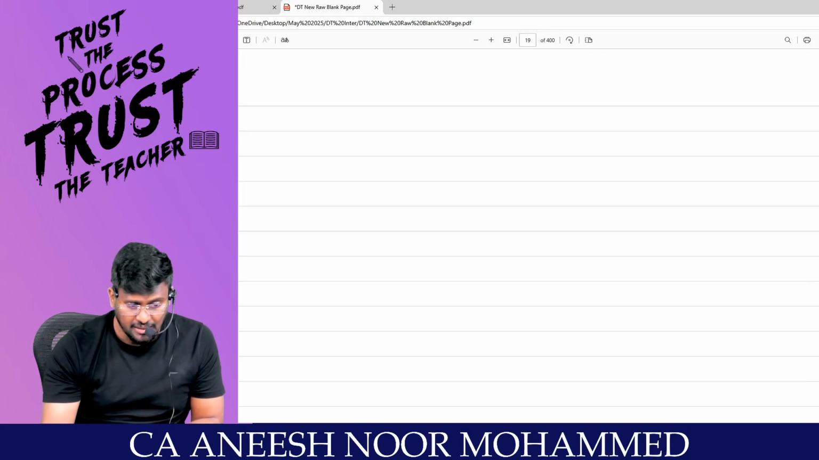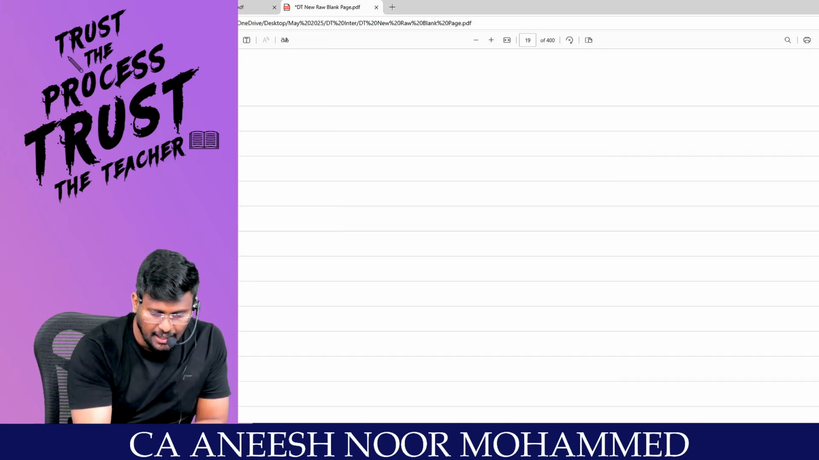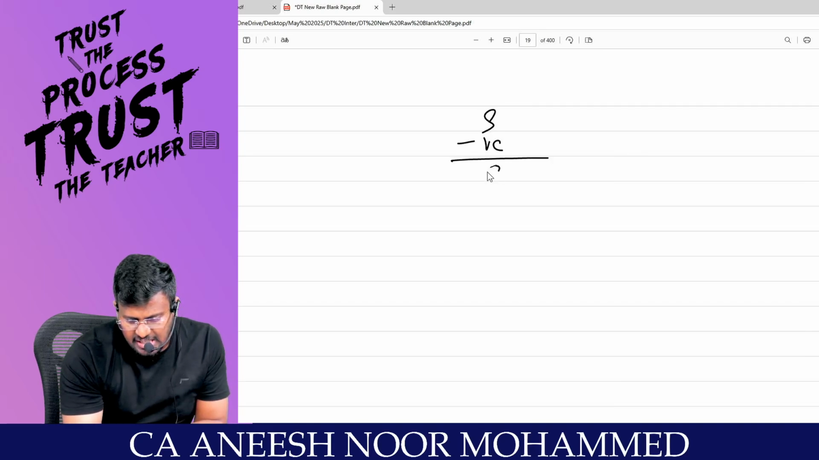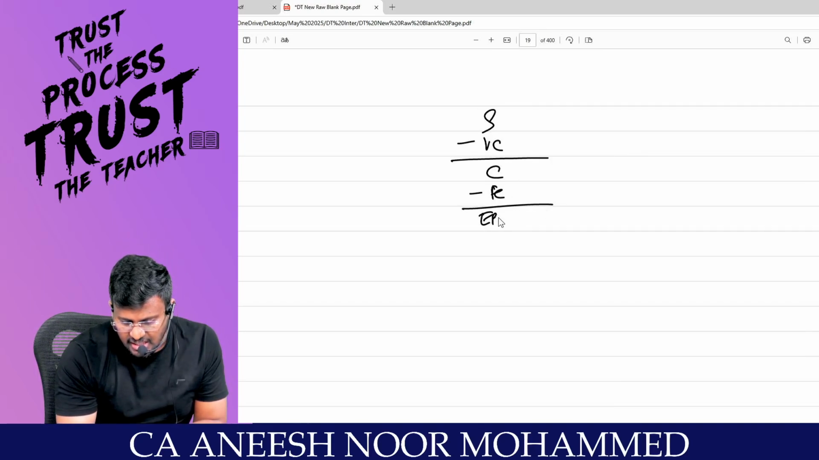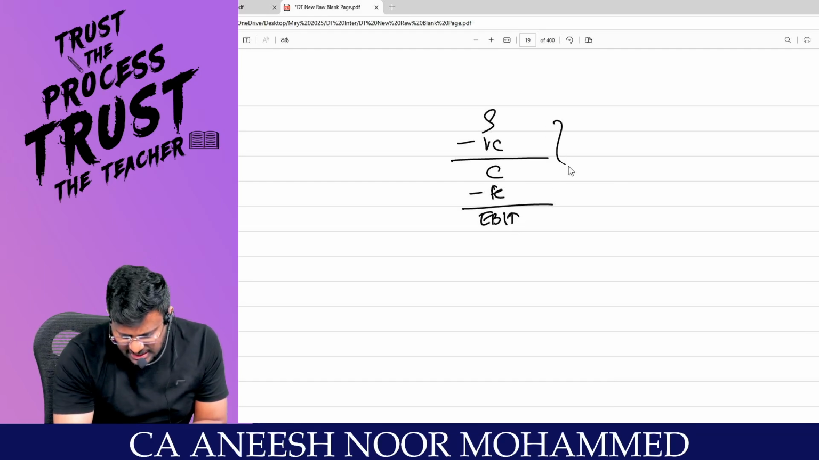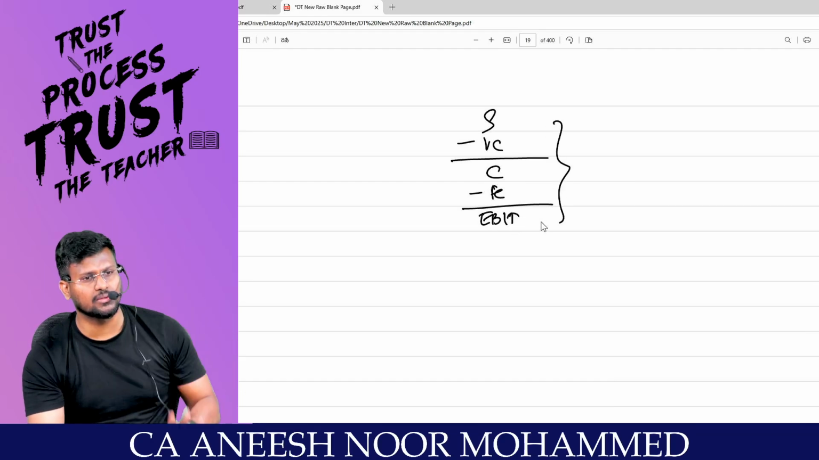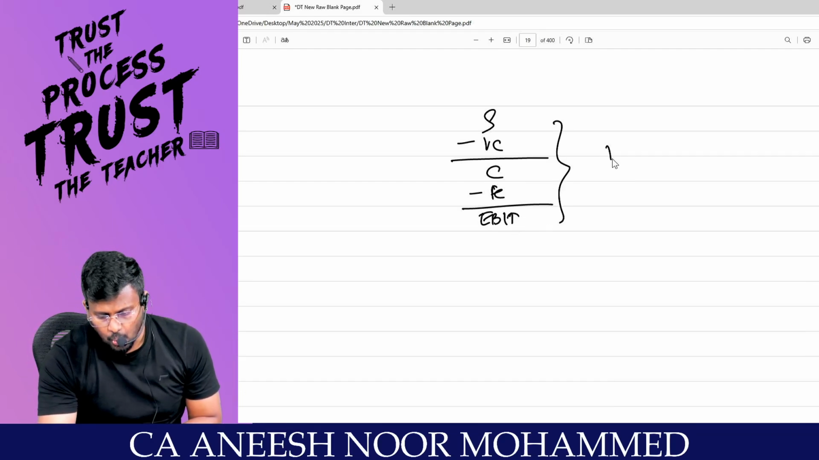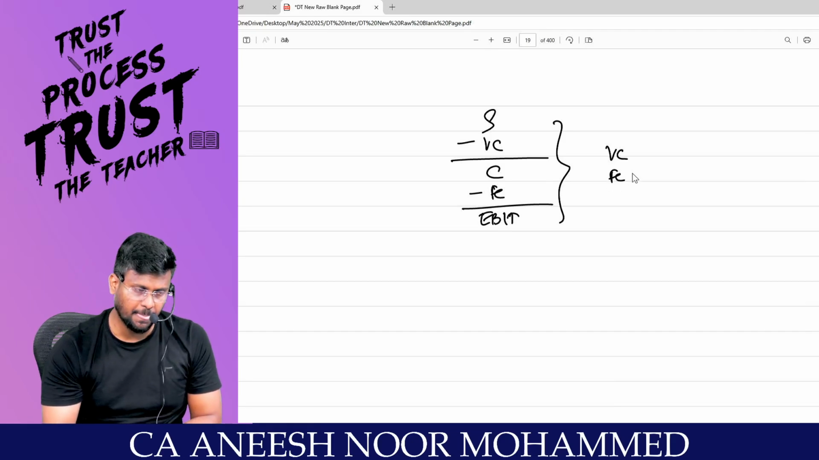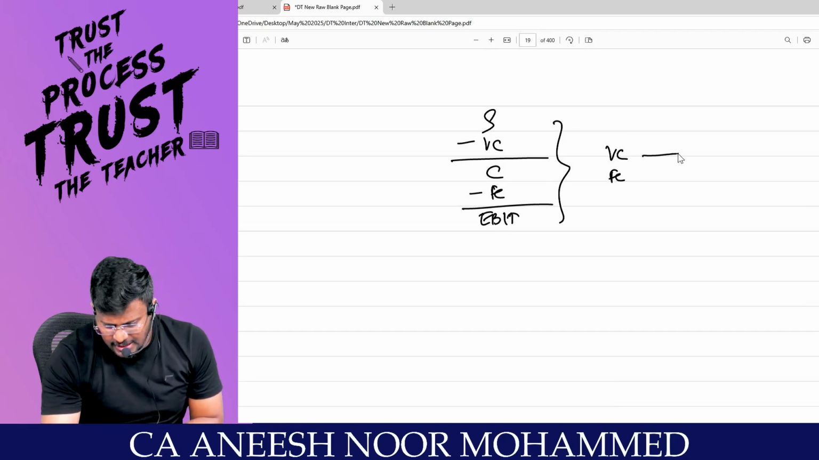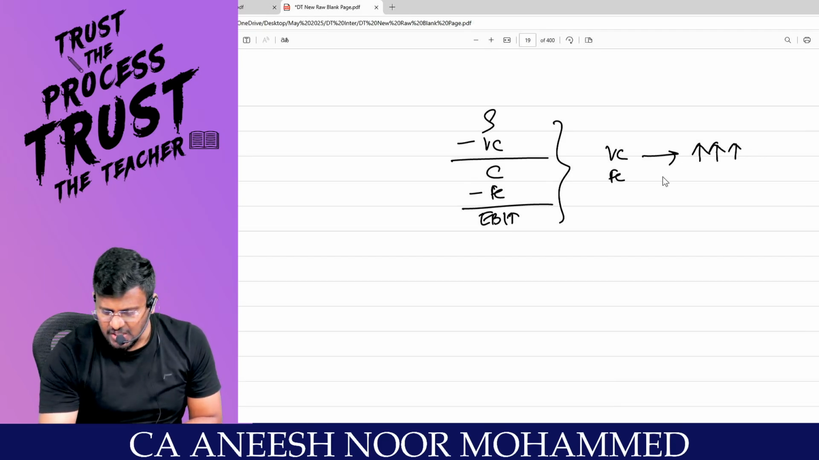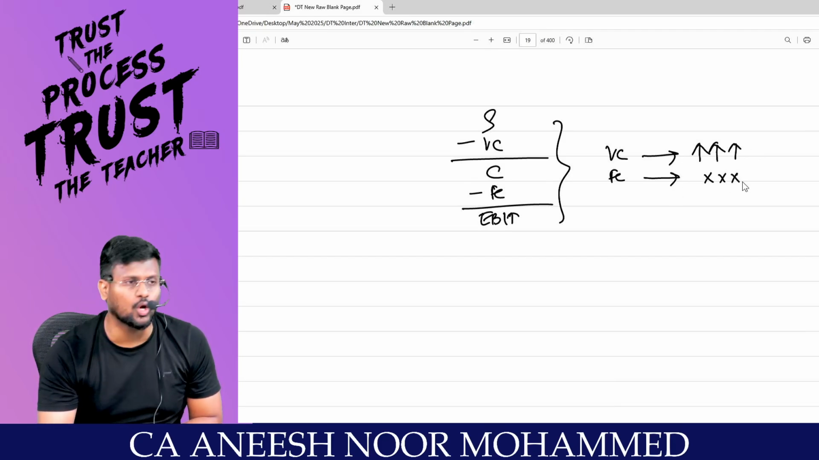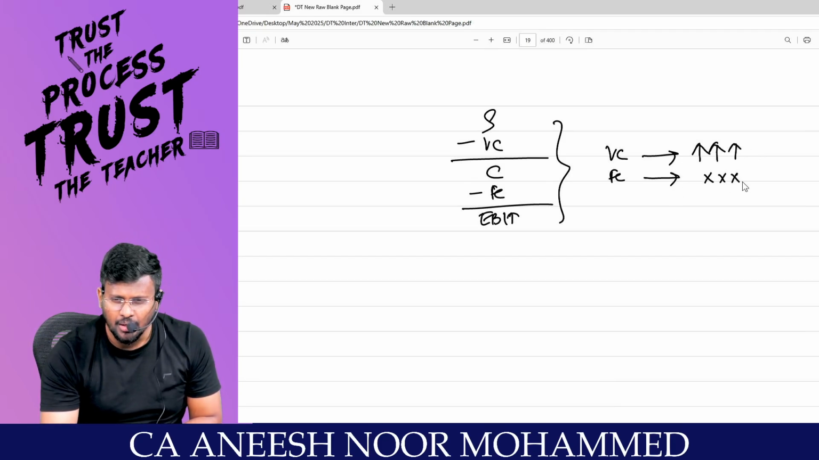Now this subject is coming to a conclusion: sales minus variable cost is contribution, contribution minus fixed cost is EBIT. Inside this, we are having 2 costs: variable cost and fixed cost. In this, variable cost is moving along with the sales, whereas fixed cost is not moving at all.